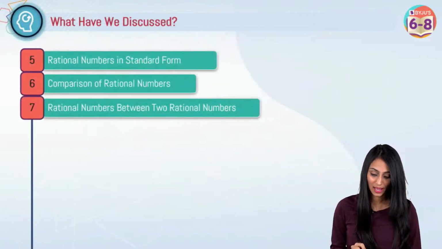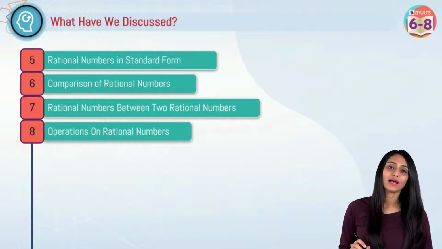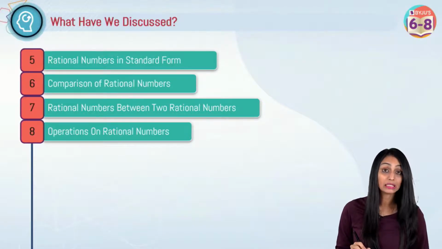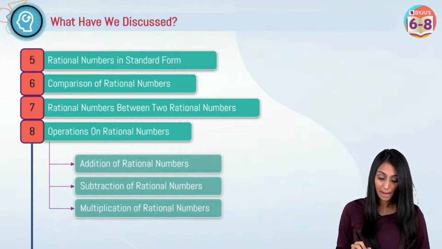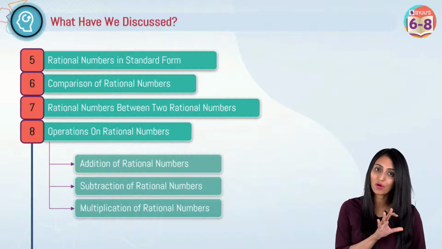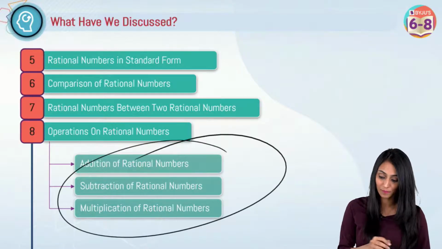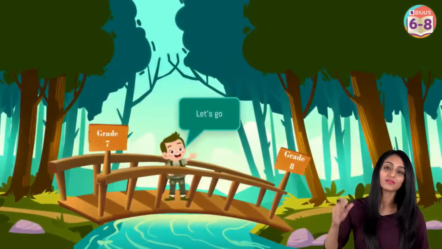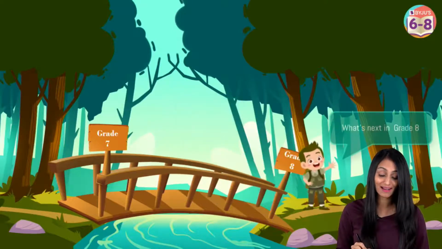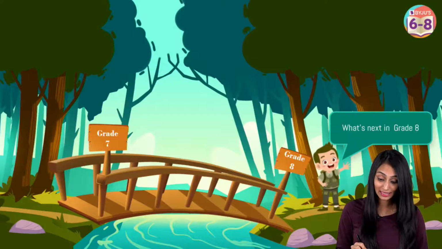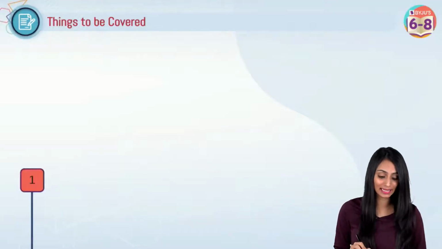Let's move ahead. Also, what we have learned in grade 7 is we have already learned about the operations on rational numbers. By operations, we mean addition of rational numbers, subtraction of rational numbers, multiplication of rational numbers. We have already learned about all of this. Right? So, this is what we've already learned in grade 7. Now we can start our grade 8. But before that, let's see what all we have to learn in grade 8.